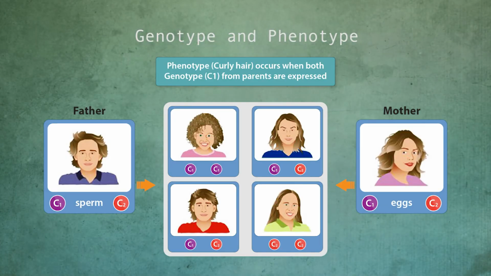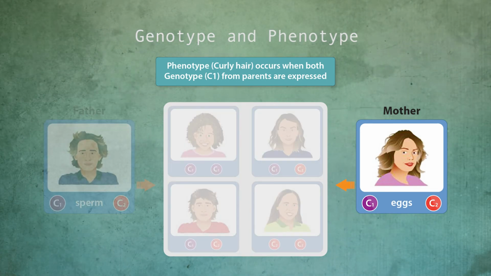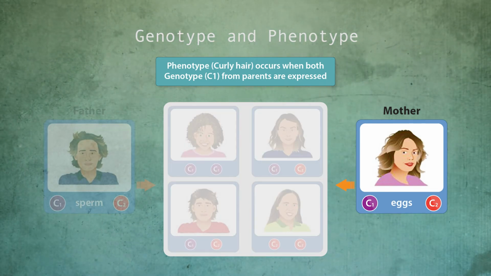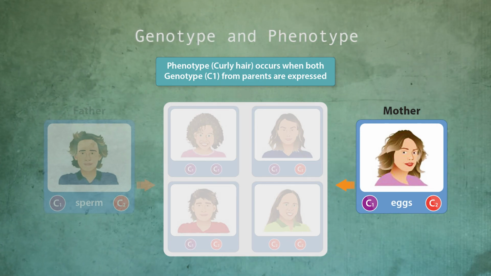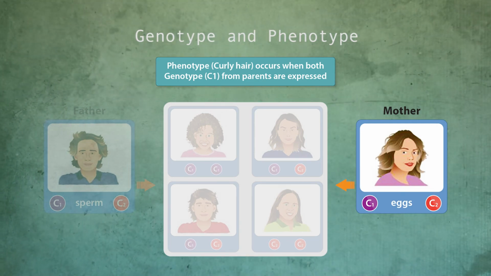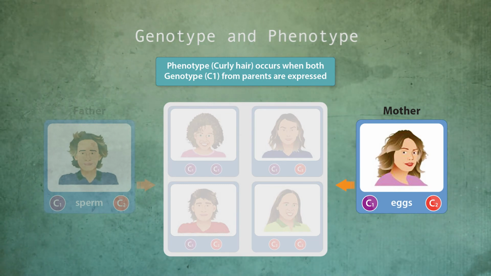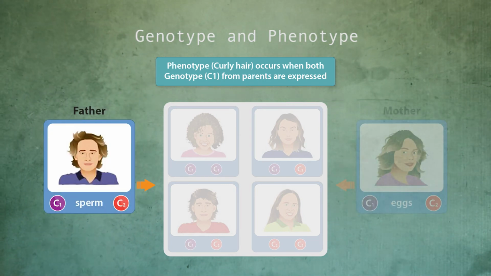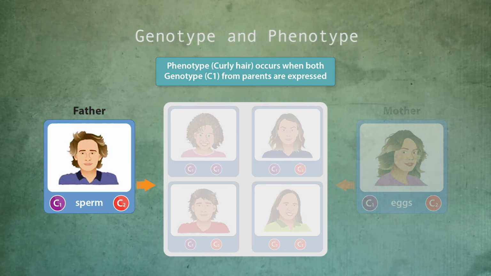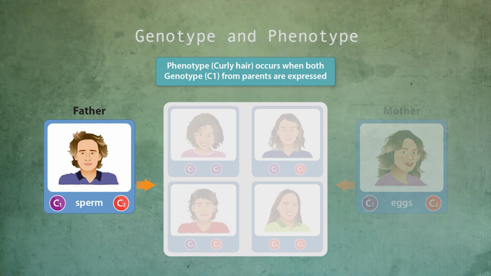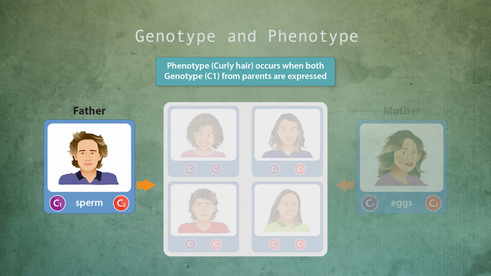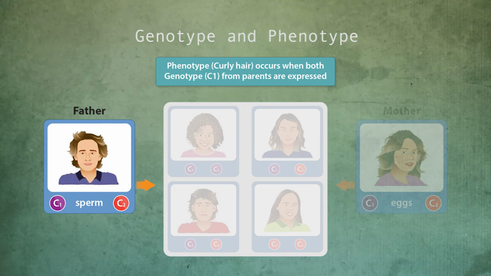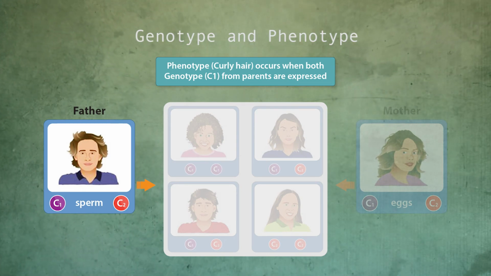C1 is a genotype of curly hair and it is a partial dominant. Only those with double C1 will have curly hair. A mother who has straight hair carries only one C1 and C2. Her ovum carries either C1 or C2. The same goes for father. He has straight hair because he carries genotype C1 and C2. But his sperm carries C1 or C2.